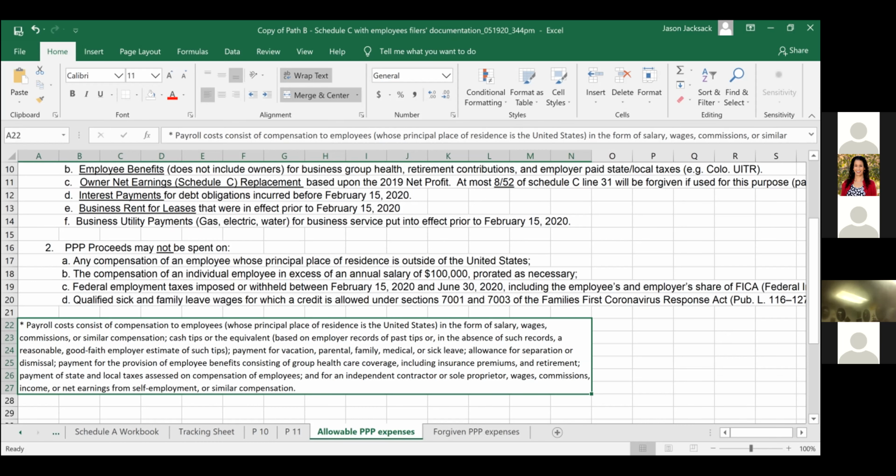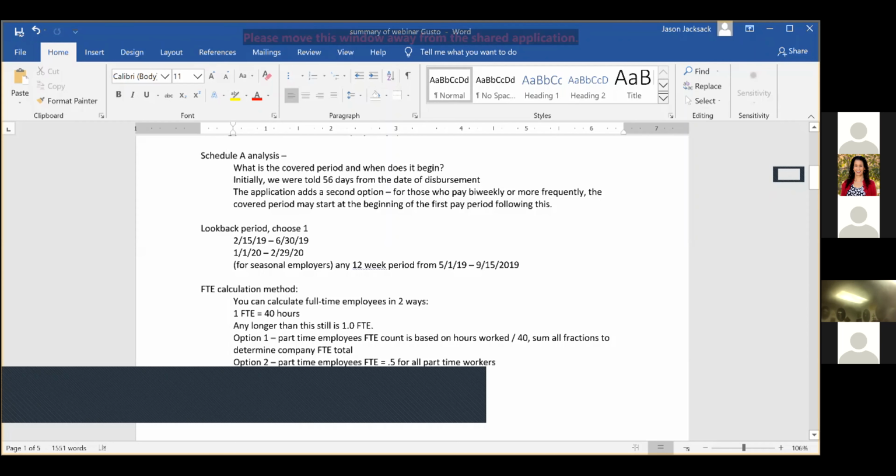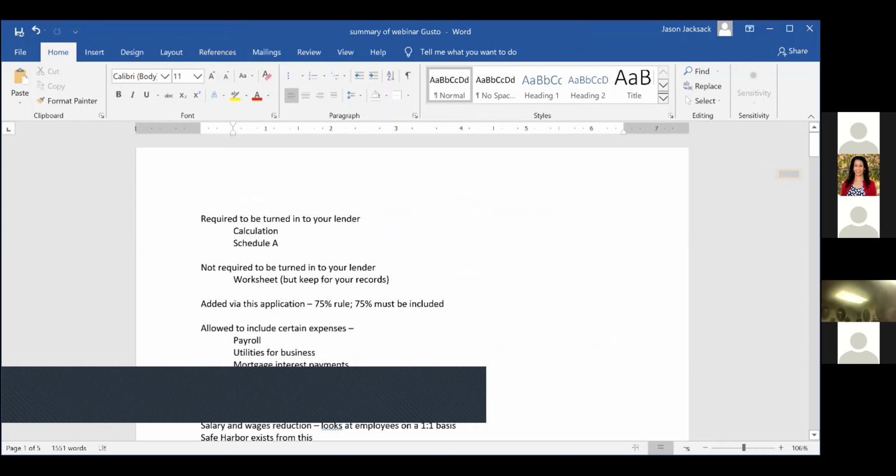And I'll skip back. One thing that I believe Lou had mentioned, and I found important as well, I'm just doing a new share on the summary document that I took of that video, because there are several documents that are required. If you look at the top couple lines, you must turn in to your lender your calculation sheet and your Schedule A, but not the worksheets.